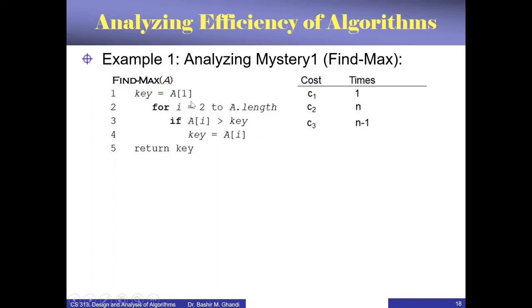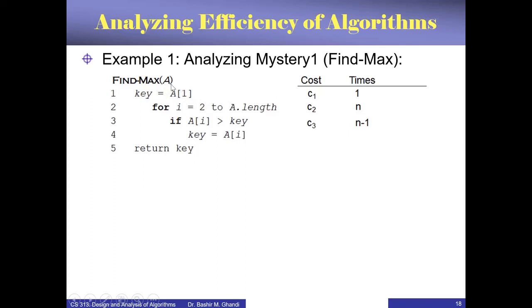Why? Because if this first value that we assign is the biggest, then we will never do this assignment. We will never change it. So in that case, this assignment will execute 0 times. Okay, the other scenario is, suppose the elements are sorted in increasing order.